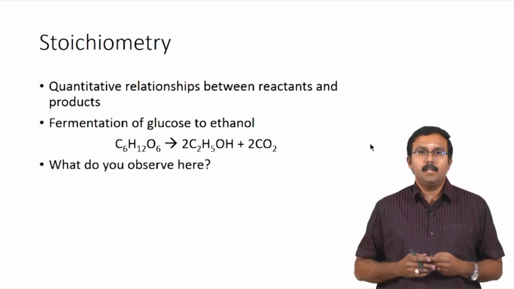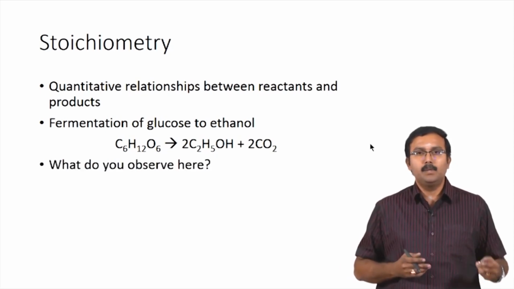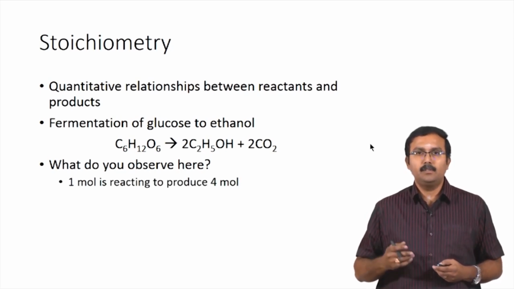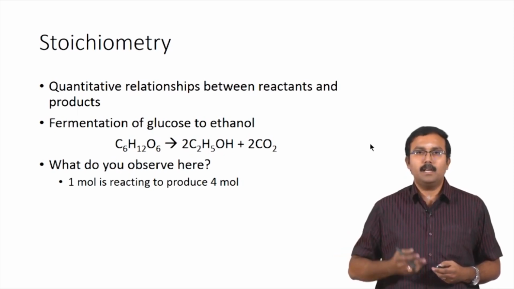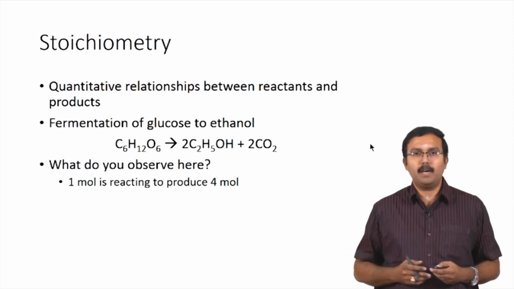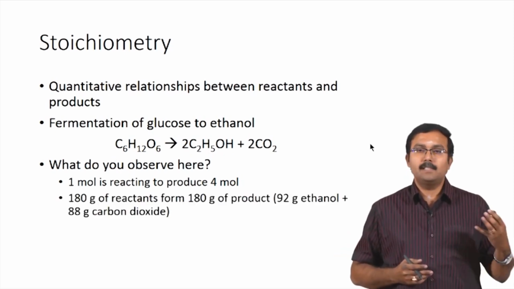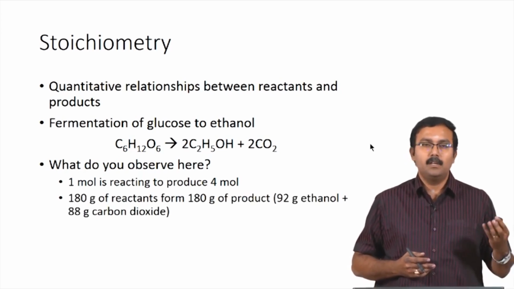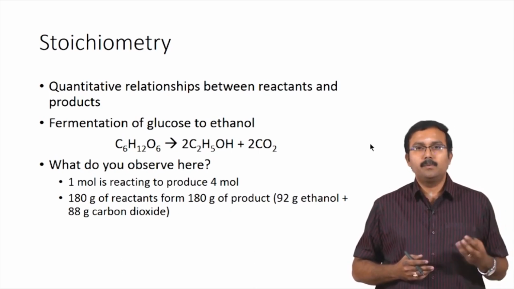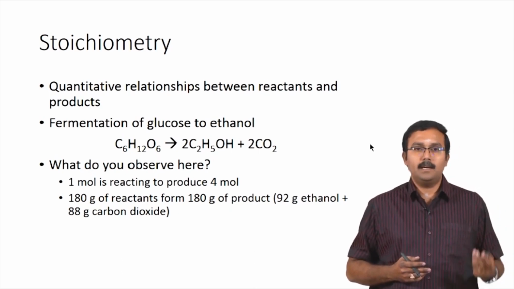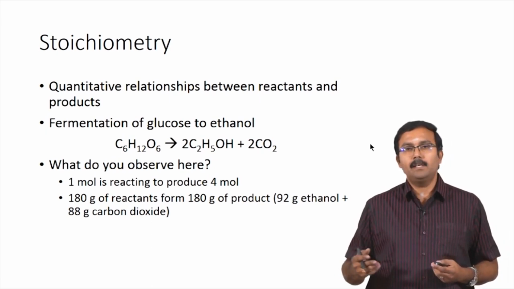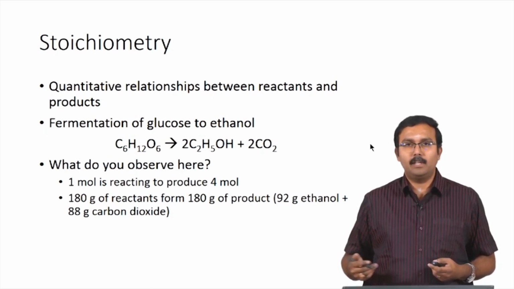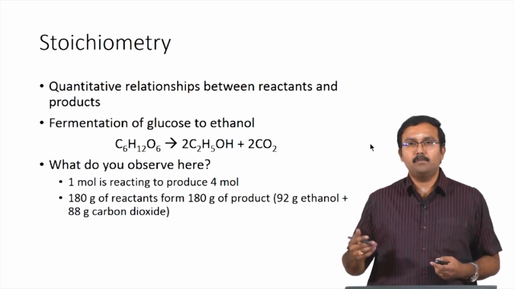What do you observe here? If you look at this equation carefully, you will see that 1 mole of glucose is reacting to produce 4 moles of products, which are 2 moles of ethanol and 2 moles of carbon dioxide. However, if you were to consider the mass, 1 mole of glucose, which would weigh its molecular weight, 180 grams, ends up forming 180 grams of the product, which is 92 grams of ethanol and 88 grams of carbon dioxide.